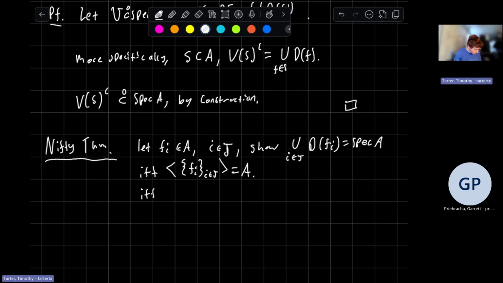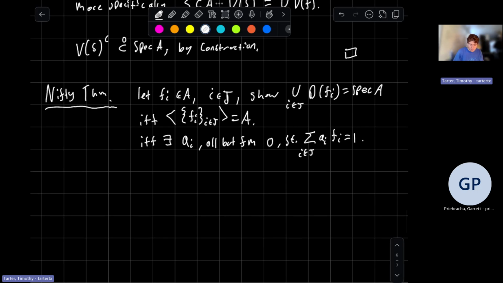Or equivalently, and very usefully, if there exist a_i, all but finitely many zero, such that the sum over i in J of a_i F_i equals 1.